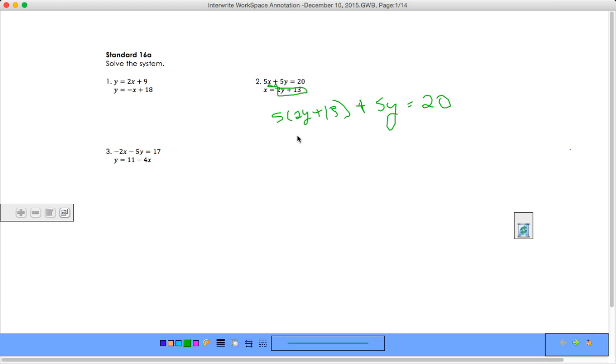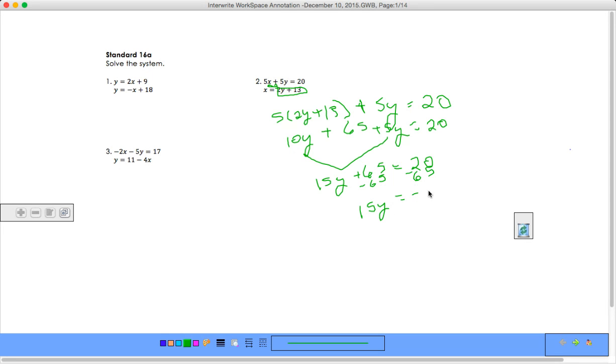Now start by distributing here, so that gives me 10y plus 65 plus 5y equals 20. Combine like terms, and we get 15y plus 65 equals 20. Subtract the 65 from both sides. We get 15y equals negative 45. And we divide both sides by 15 to get y equals negative 3.